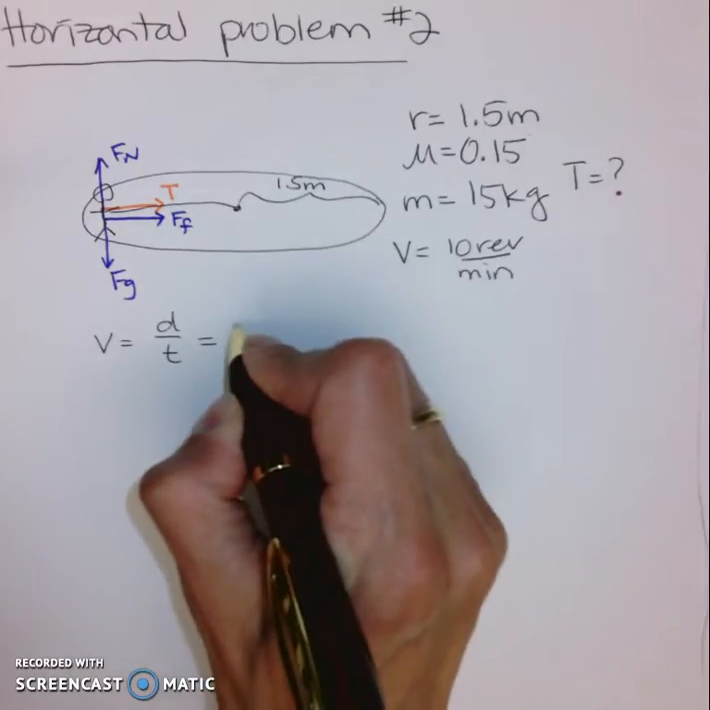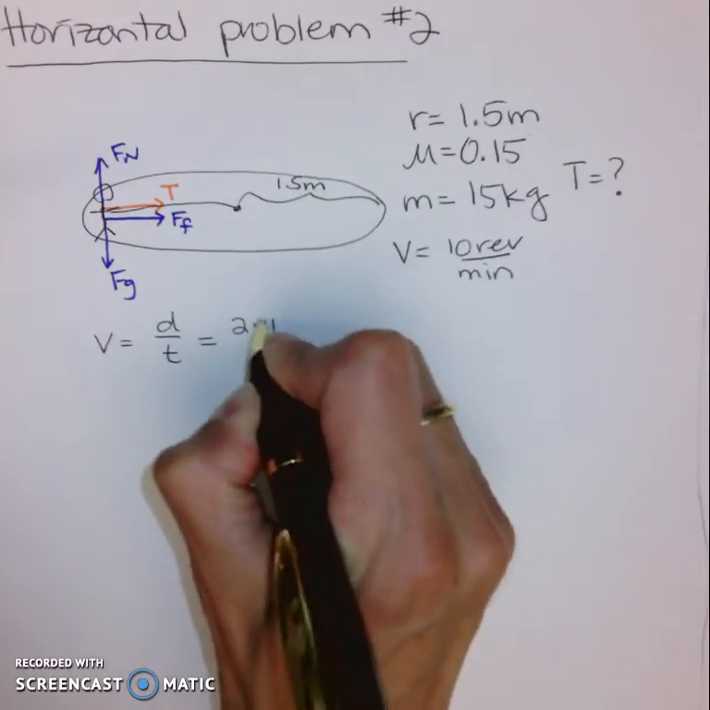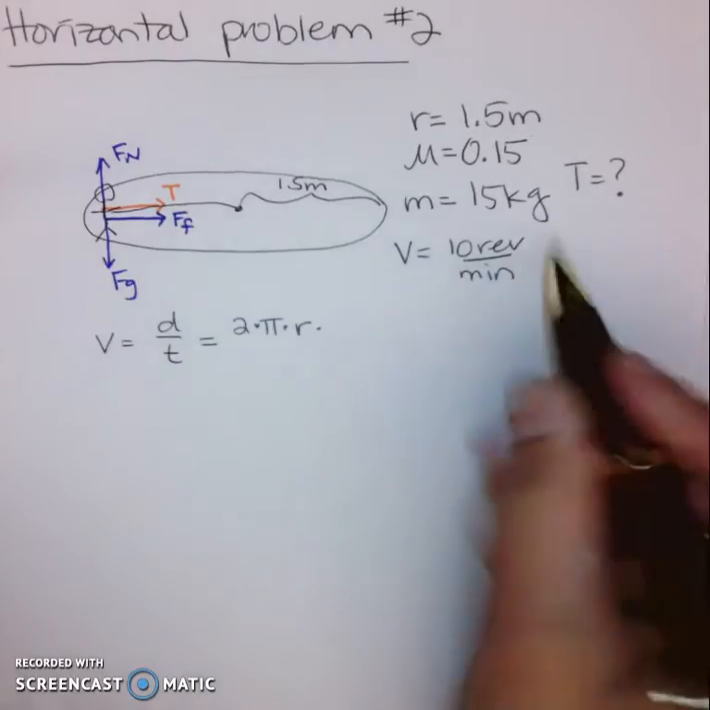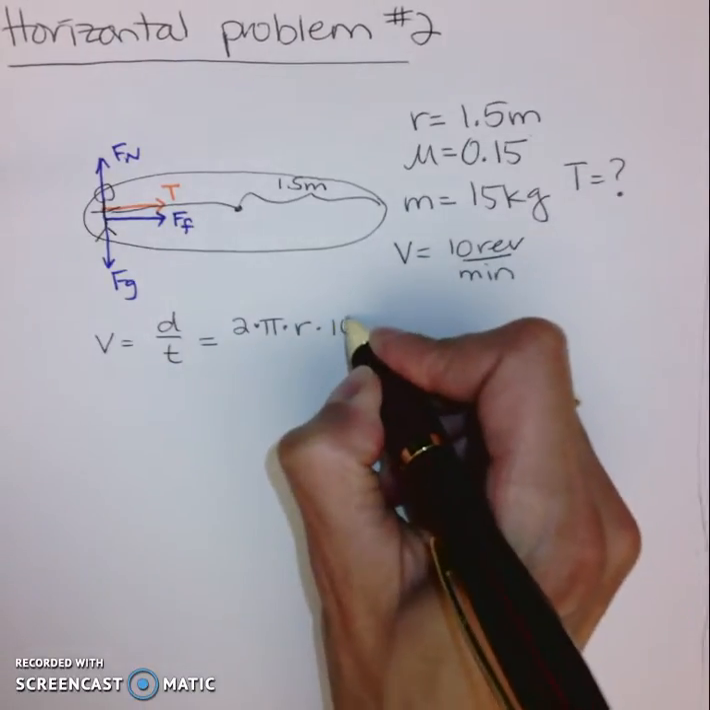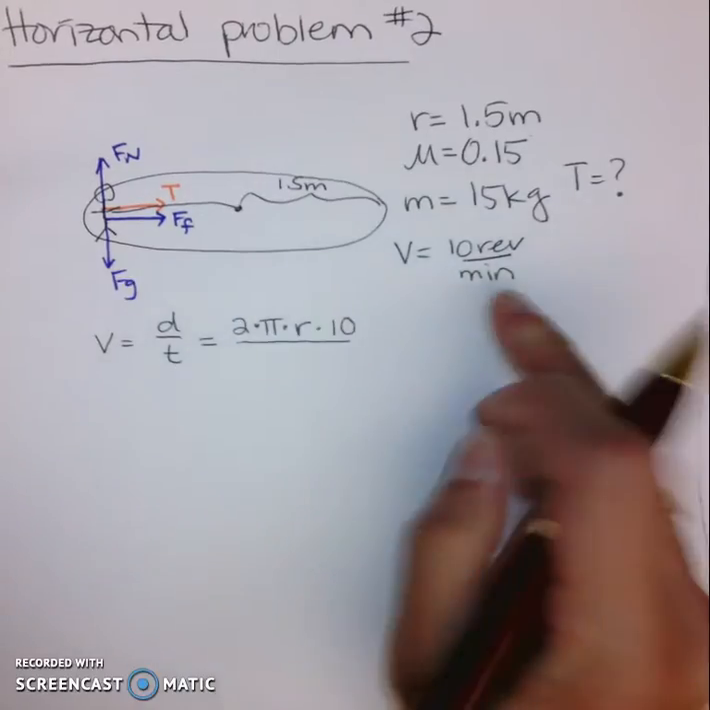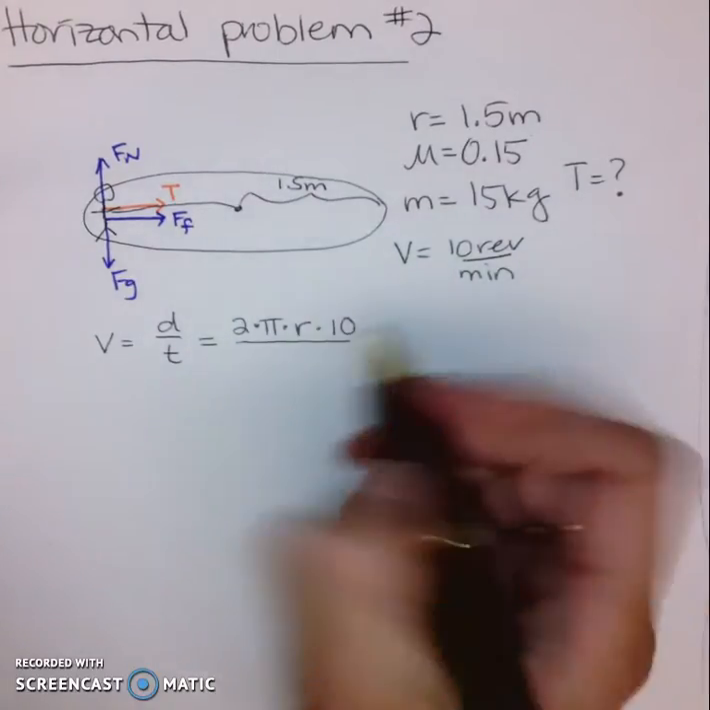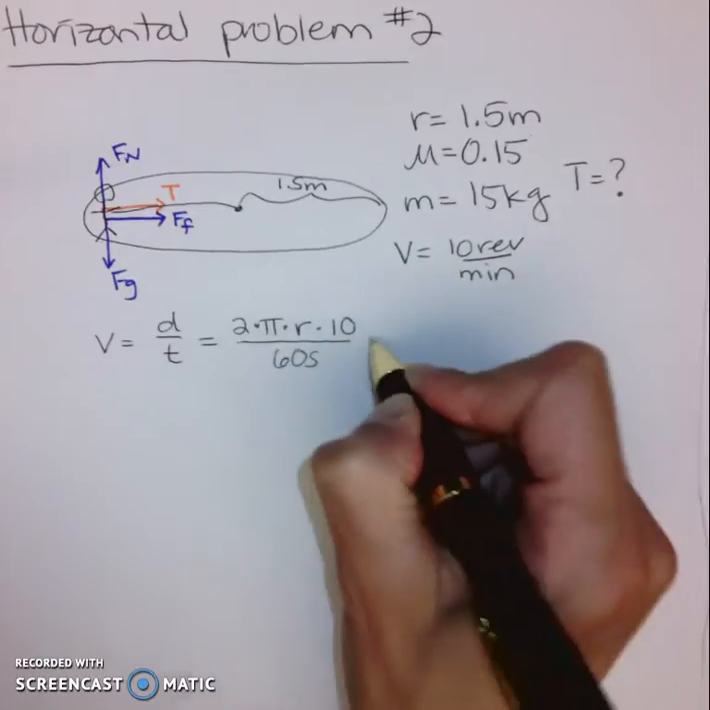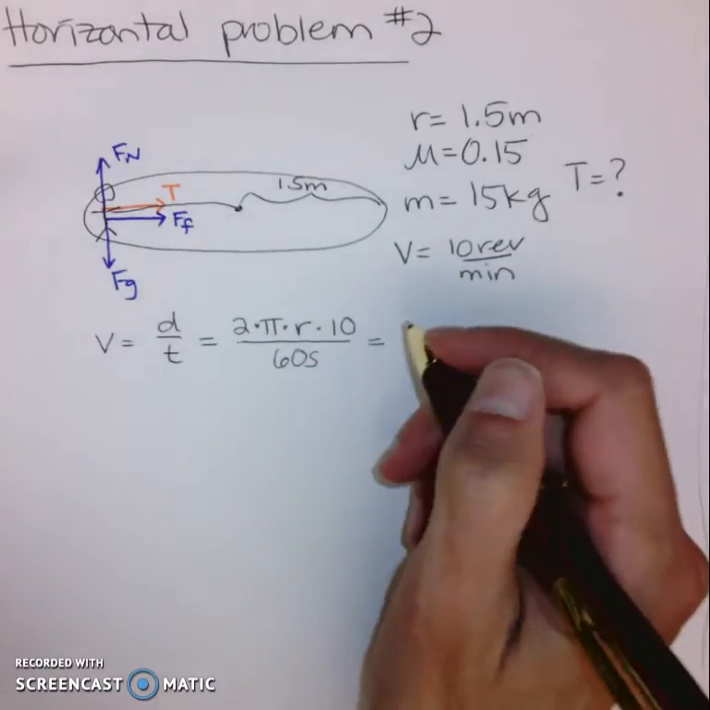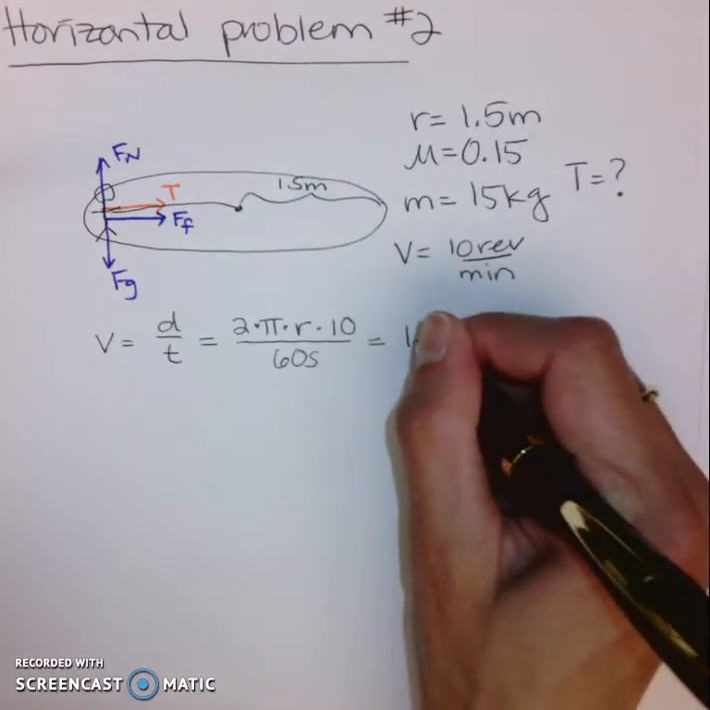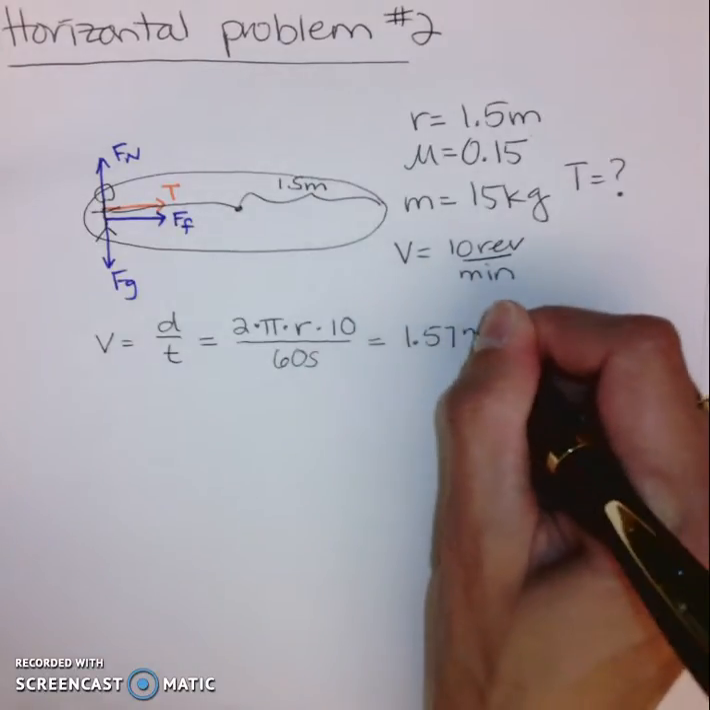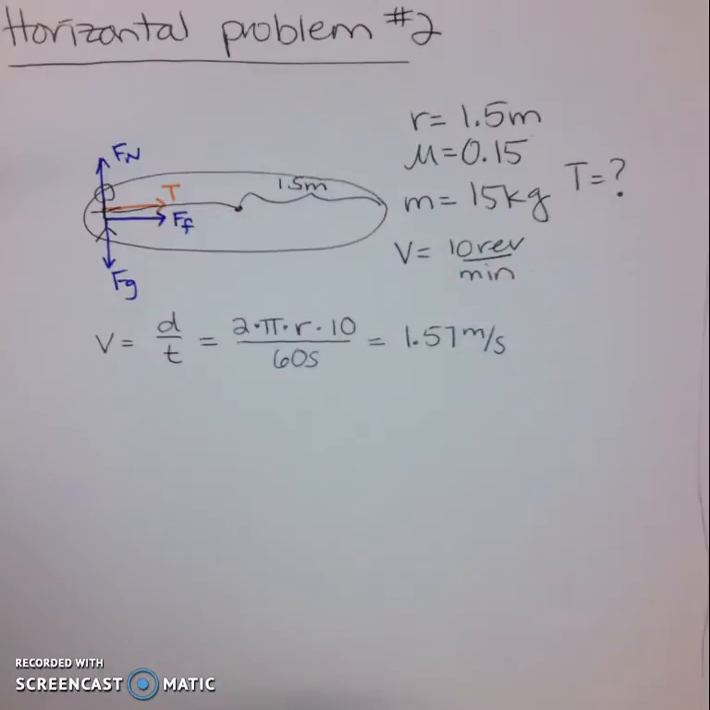So this would be 2 pi r times the number of revolutions, which is 10, divided by the time. So that's 1 minute, which is 60 seconds. And so when I multiply this all out, I end up with a speed of 1.57 meters per second. Okay. And now I can work with the forces.